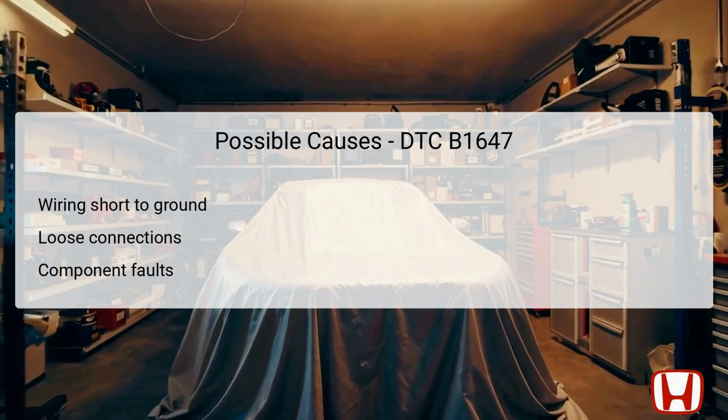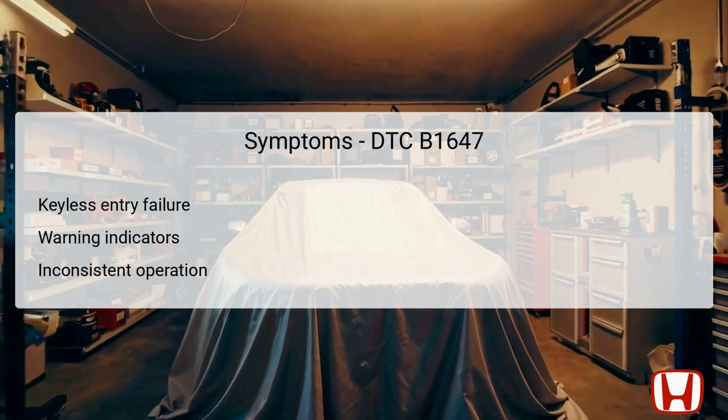When facing DTC B1647, several symptoms may occur that indicate underlying issues with the keyless access system. One major symptom is the complete failure of the keyless entry feature, which may present itself as the vehicle failing to unlock automatically. Additional warning indicators, either in the form of lights on the dashboard or alerts, might also be present, prompting the driver to seek a resolution.